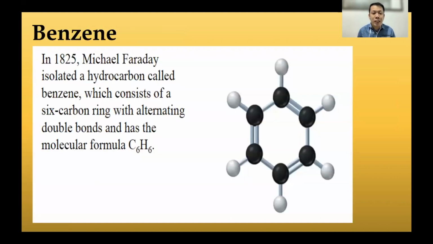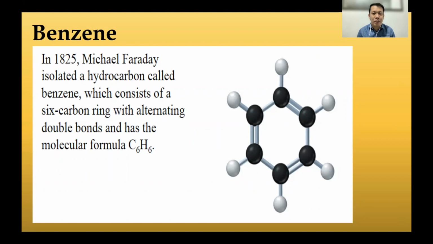In 1825, Michael Faraday isolated a hydrocarbon called benzene, which consists of a six-carbon ring with alternating double bonds and has the molecular formula of C6H6. In our last video tutorial, you learned about hydrocarbons, alkanes, alkenes, and alkynes. And as you have learned there, whenever a hydrocarbon consists of double bonds, they are called alkenes.